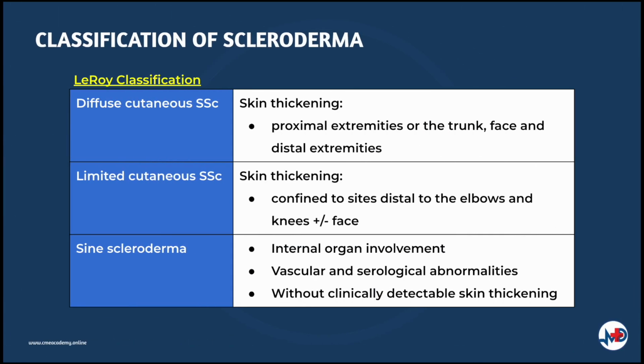Now we will discuss the two classifications of scleroderma, namely Leroy classification and the ACR-EULAR classification. Leroy classification classifies scleroderma according to the extent of involvement. Patients with diffuse cutaneous systemic sclerosis will have tight skin thickening that involve proximal extremities or the trunk or even face and distal extremities. Limited cutaneous systemic sclerosis have skin thickening that is confined to sites distal to the elbows and knees but can also involve the face. Sine scleroderma has characteristic internal organ involvement along with vascular and serological abnormalities without clinically detectable skin thickening.